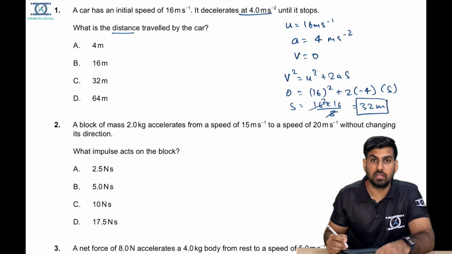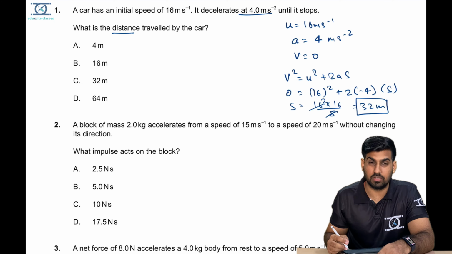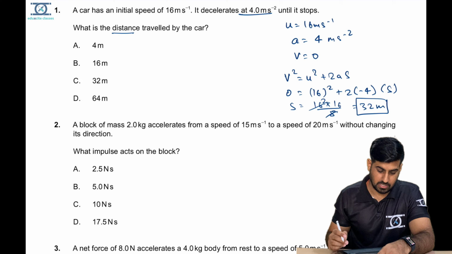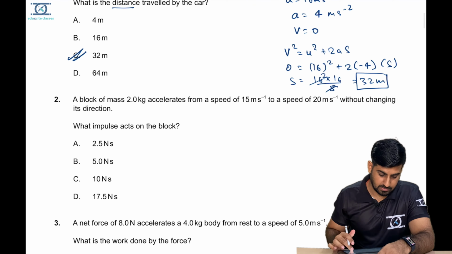Simple calculation, and this time you are allowed to use the calculator in your paper 1 as well, along with the data booklet. Make sure while watching this video, if you do not have your data booklet with you, please keep it with you right now, so that you will get to know what formulas are there and how to use those formulas. So option C is the right answer.